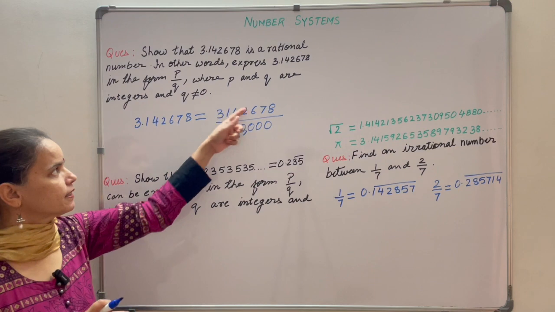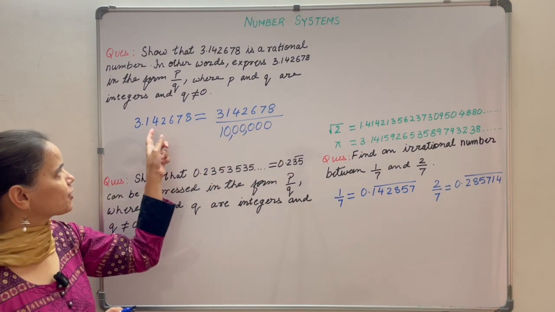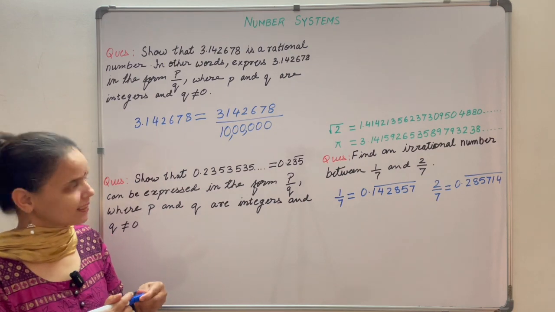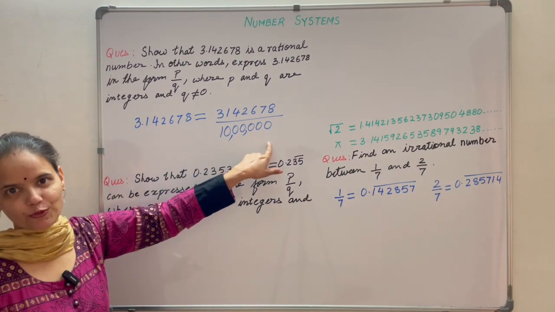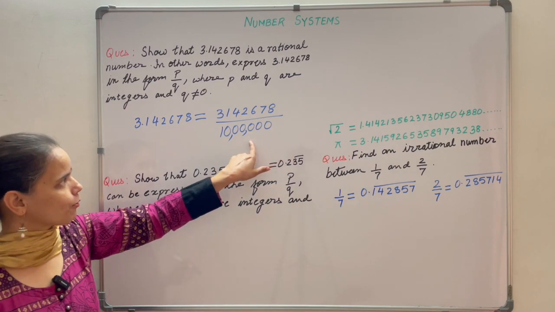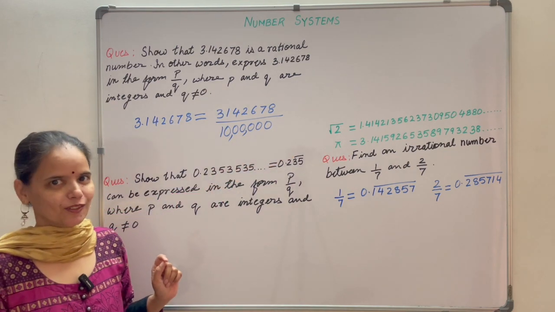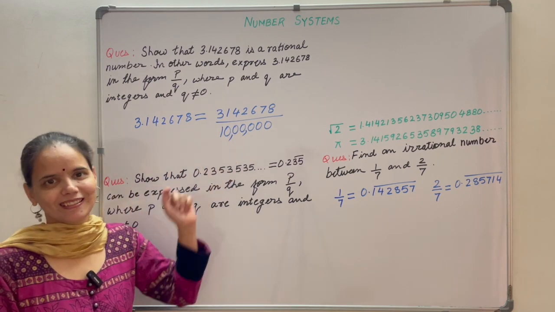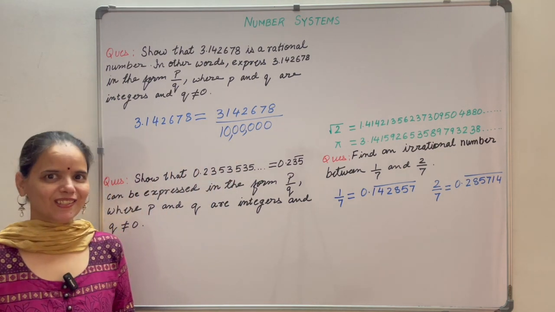So when you divide this number by 10 lakhs, you will get this number again. So you have already written it now in p by q form. Here this is an integer, this is also an integer, and the denominator is not equal to 0. So you have expressed this terminating decimal number as a rational number. Now let us take the next question.